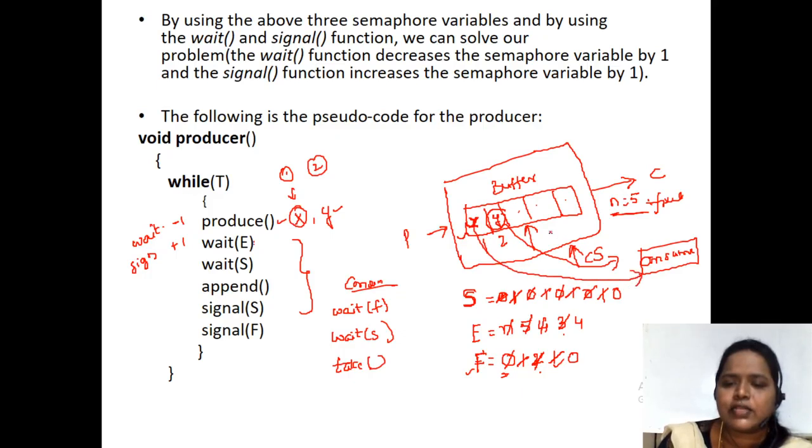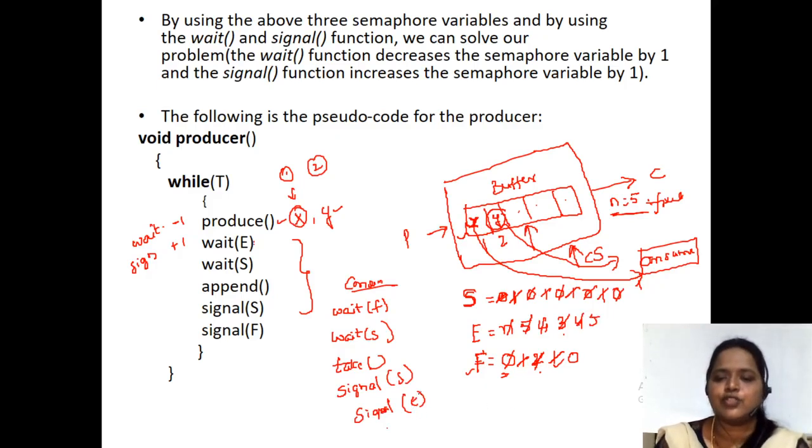Now there are no items in the buffer. Then what we have to do is signal(S). Signal(S) in the sense 0 to 1 it will be, and signal(E), in the sense 4 to 5. Then this is the code for the consumer.